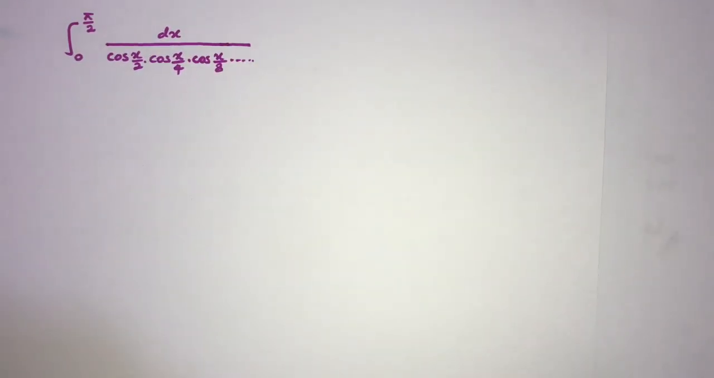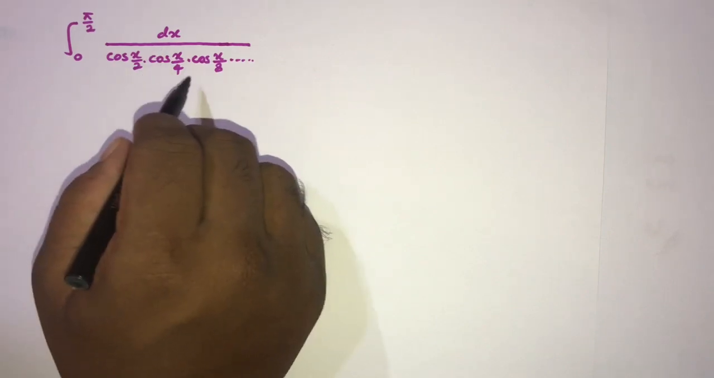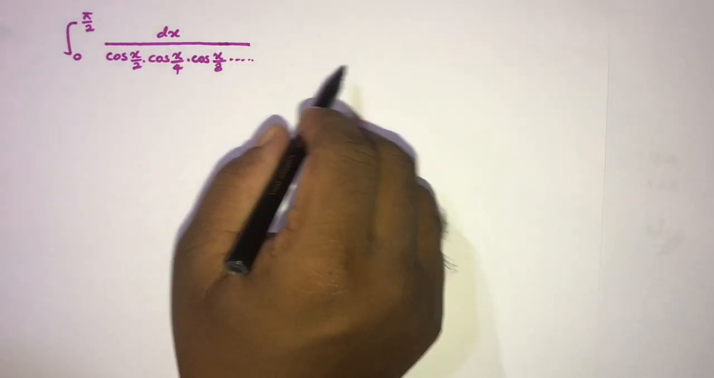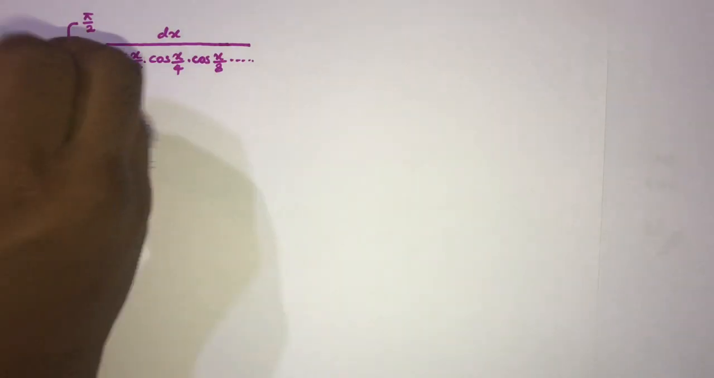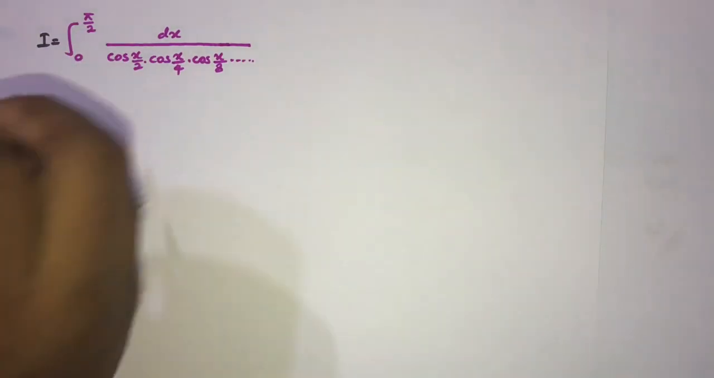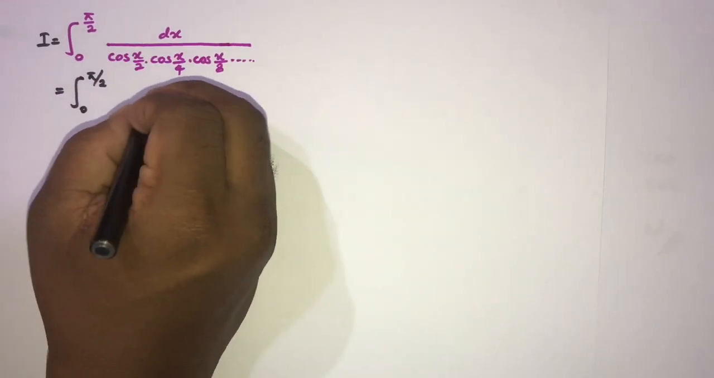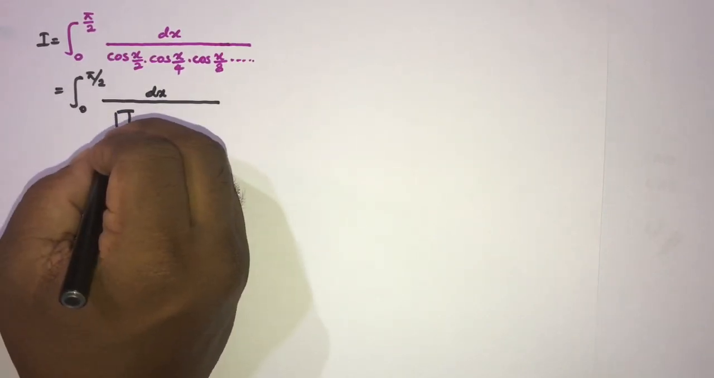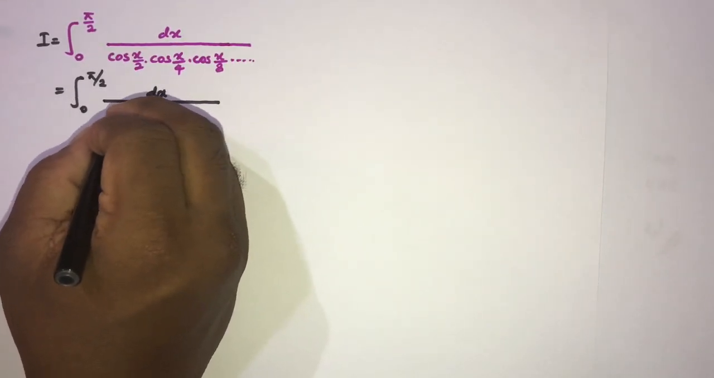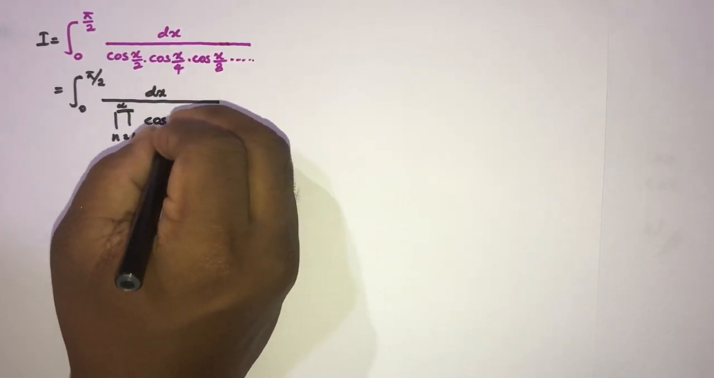In this video we are going to evaluate another interesting integral from 0 to pi over 2 of dx over cosine of x over 2 times cosine of x over 4 times cosine of x over 8, and so on. Now we know in the denominator we have an infinite product, so I'm going to call this integral I, and we can write this integral as the integral from 0 to pi over 2 of dx over the product from n equals 1 to infinity of cosine of x over 2 raised to the n.